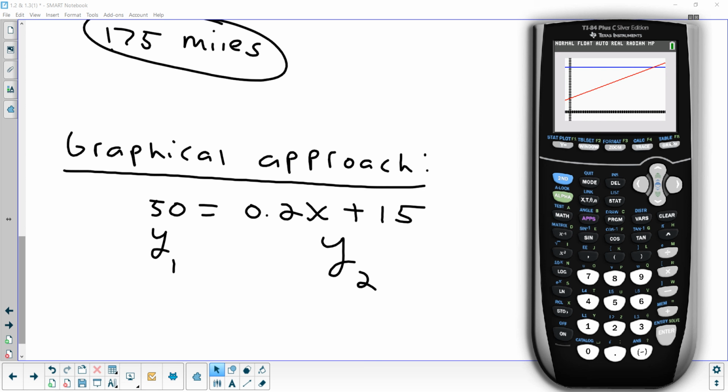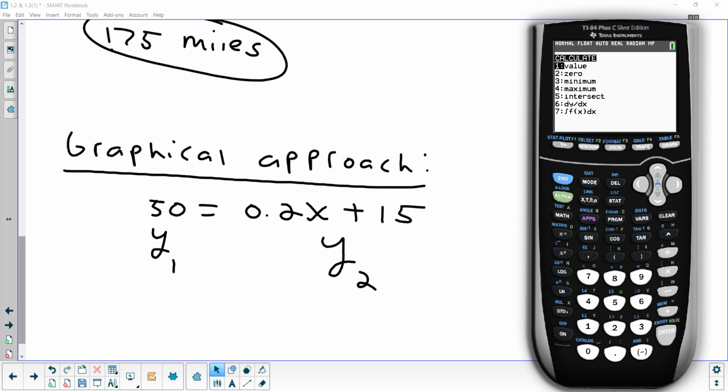Now we want to see exactly what that point is. There's a button we can press that will tell us exactly where they cross, and this is how you do it. You have to press the blue button in the upper left, which is second, or whatever color yours is, press second. And then you want to press the trace button. Right above it, it says calc. So you're pressing second, and then calc. And you should get a menu that looks like this.